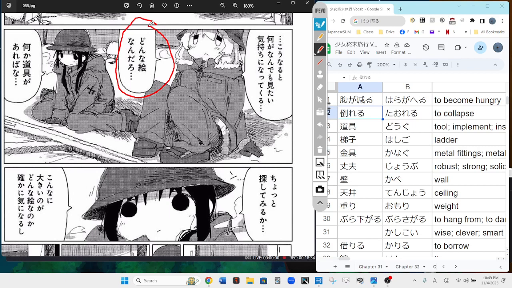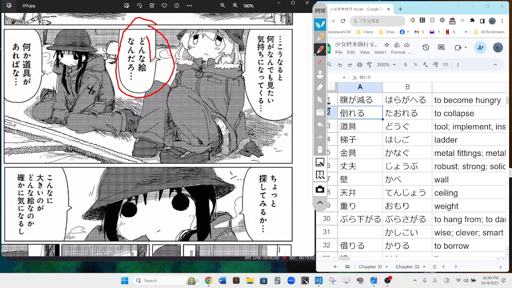Next part for you as well, Anthony. Which paintings was it? Oh, I wonder which painting. Good guess. So you've got dore or dochira confused with donna. They're similar words, but they are different question words. Do you have a second guess of what donna might mean? Donna, what painting? Good guess.